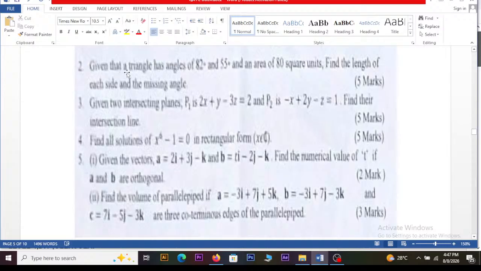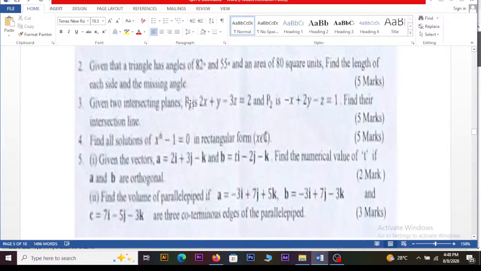Question 2. Given a triangle has angles of 82 degrees and 55 degrees, and an area of 80 square units, find the length of each side and the missing angle. Hili ni swali la Trig, sababu naona angle na eneo la pembe tatu. Kwa hiyo tumepewa angle 2, manake tumenyimwa angle 1. Max 5.